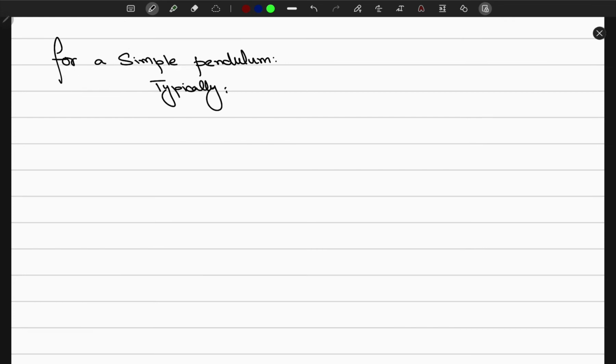Now, for a simple pendulum, typically we have the time period as 2 seconds. The frequency is given as 0.5 hertz. You can find that from the time period as the inverse of time period. And the length is normally about 1 meter. Well, or let's give it a range. It's normally from 0.99 to 1 meters, right?